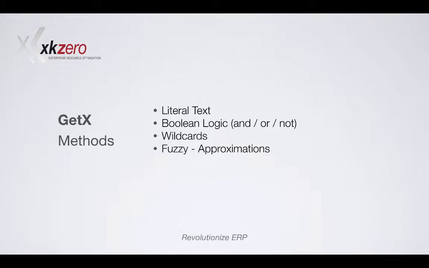I know what data I'm looking for, but I don't know how to spell it. Or I'm looking for an amount or an address or something that's close to what I'm looking for. So, more similar to Google, we can do those kinds of things. And we can also search for ranges as well as part of the methods in GetX.